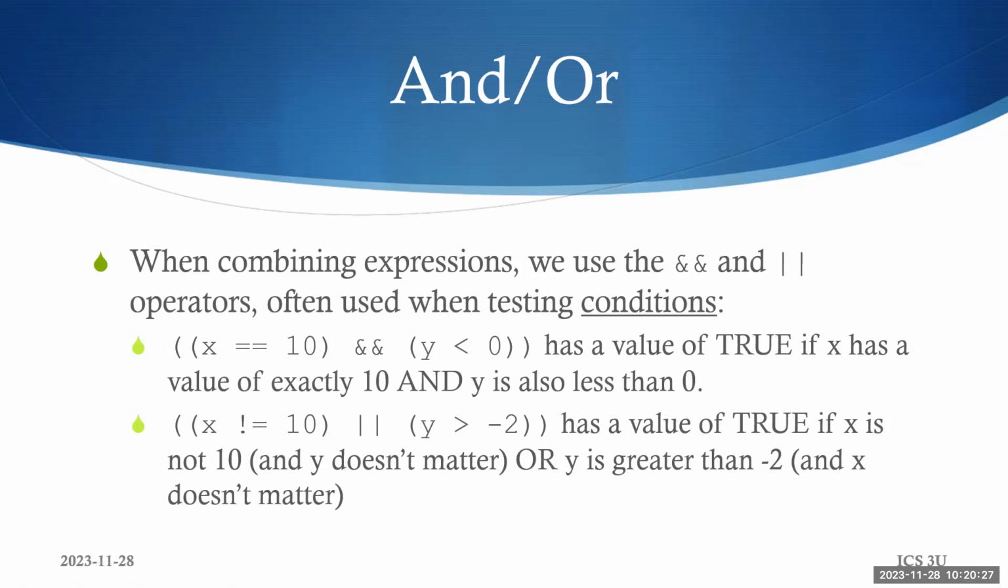Okay, here's where the next one is different. This one down here means or. And or means that only one of these conditions has to be true in order for the whole thing to be true. So either x is not equal to 10 is true, or y is greater than -2.